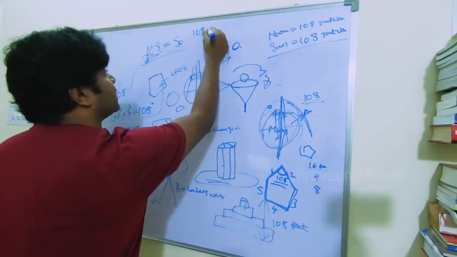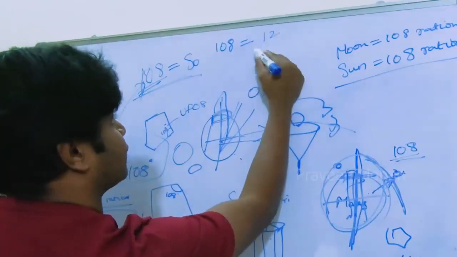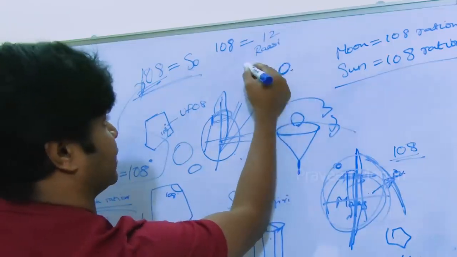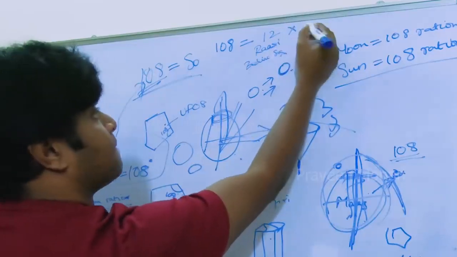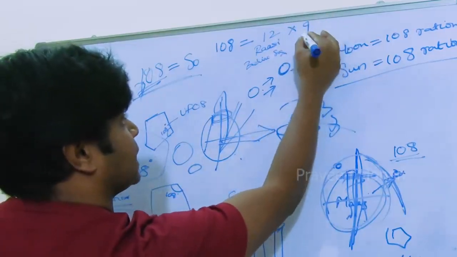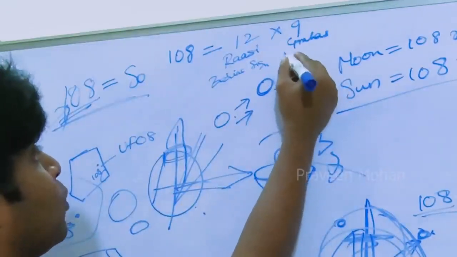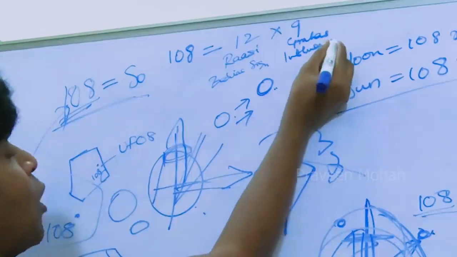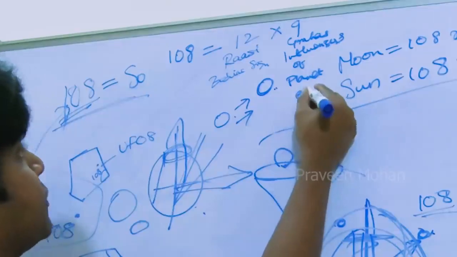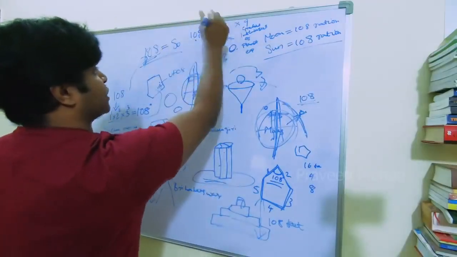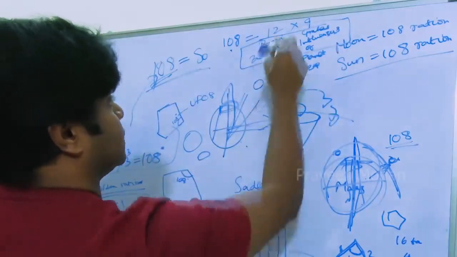108 is broken down into 12 rasis or zodiac signs, multiplied by 9 grahas or navagrahas or influencers of planet Earth. 108 comes into place because of these two factors.